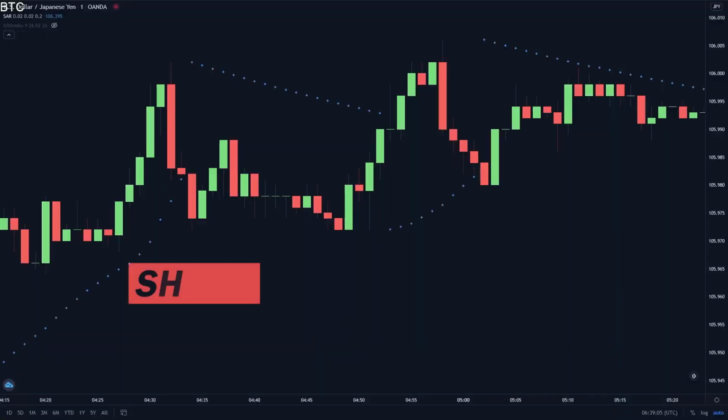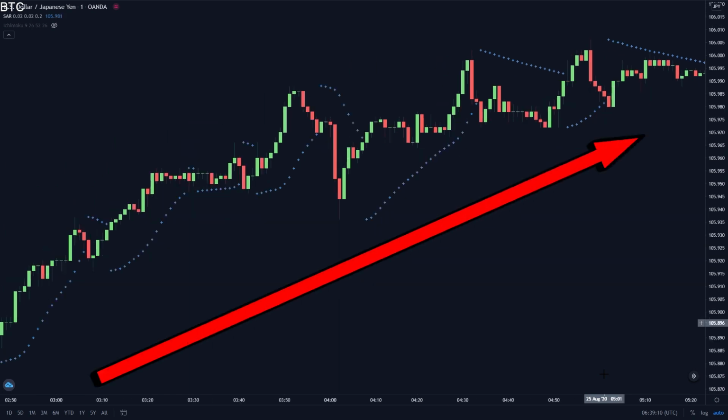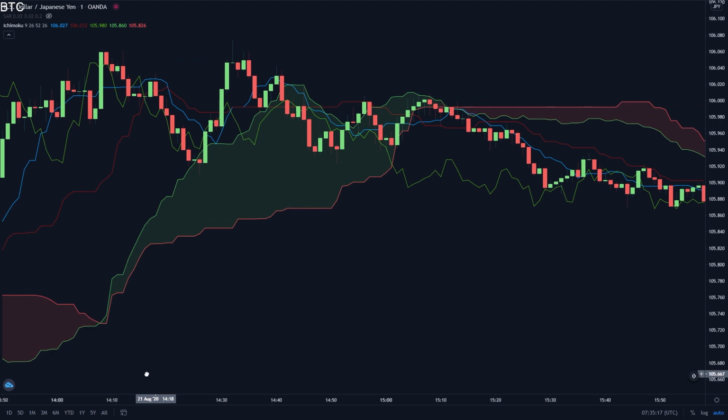Let's say you enter a short position here because you thought the market is on a downtrend. But if you zoom out and look at the bigger picture, you can see that the market is actually on an uptrend. So if you took a short position here, that means you are actually going against the trend, which is not a good idea. That is why it is better to combine the Parabolic SAR with another indicator, such as the Ichimoku Cloud.